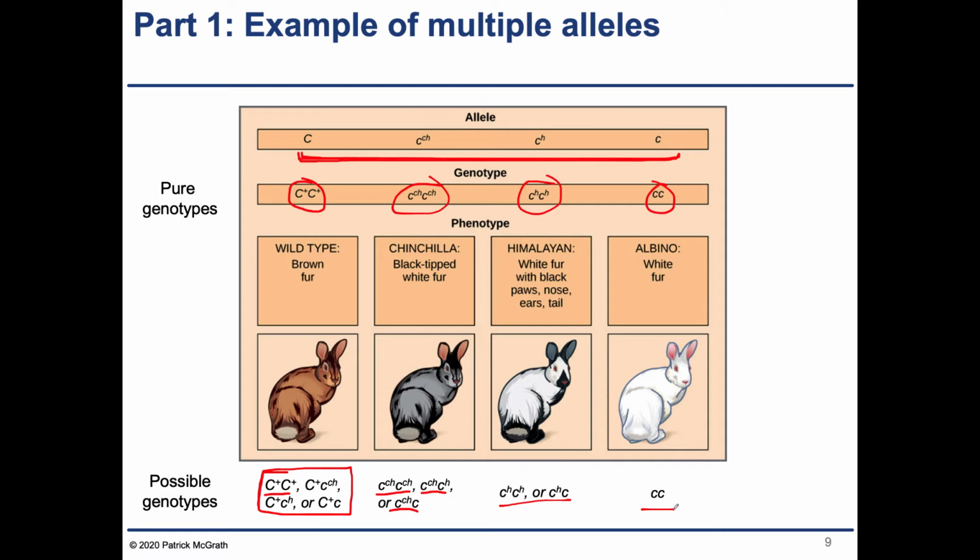And one thing that's important to remember is that when we talk about recessive and dominance, it's always a pairwise interaction. We're always comparing 2 different alleles together.